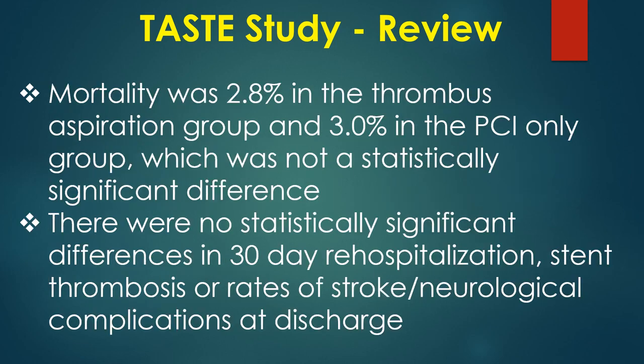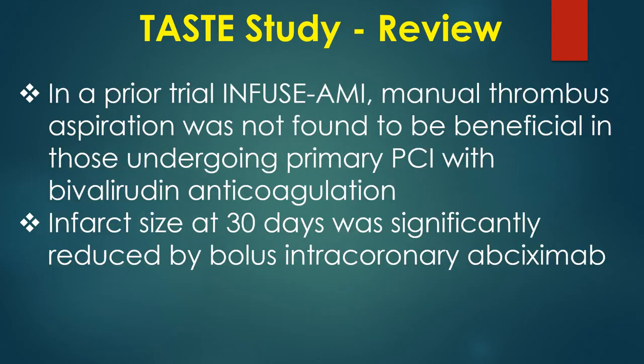Mortality was 2.8% in the thrombus aspiration group and 3% in the PCI only group, which was not a statistically significant difference. There were no statistically significant differences in 30-day rehospitalization, stent thrombosis, or rates of stroke or neurological complications at discharge. In a prior trial, INFUSE AMI, manual thrombus aspiration was not found to be beneficial in those undergoing primary PCI with bivalirudin anticoagulation.